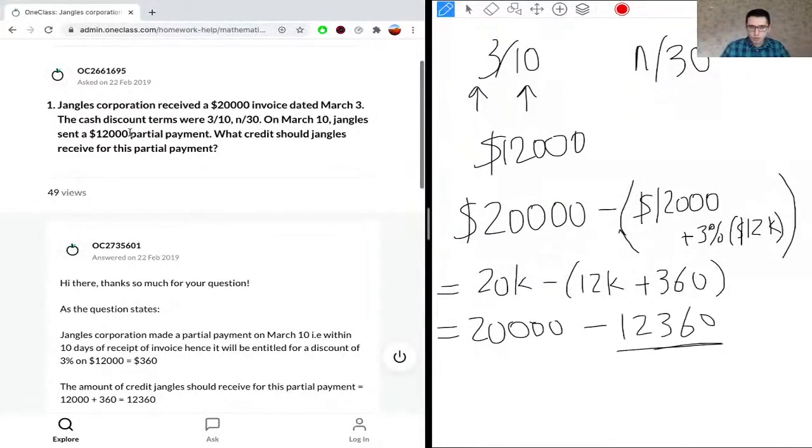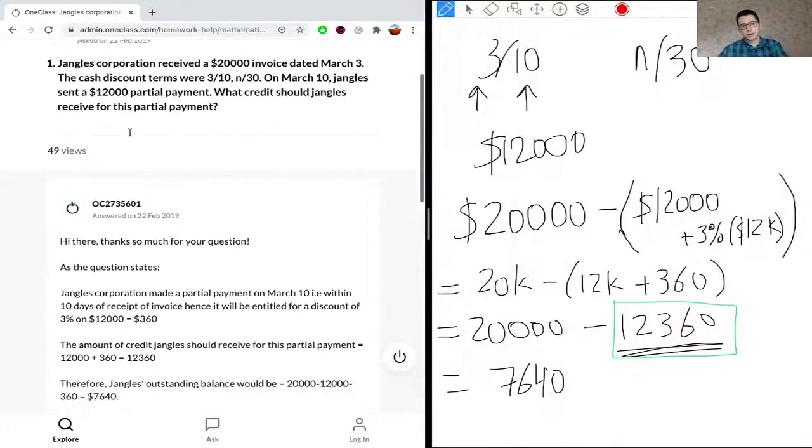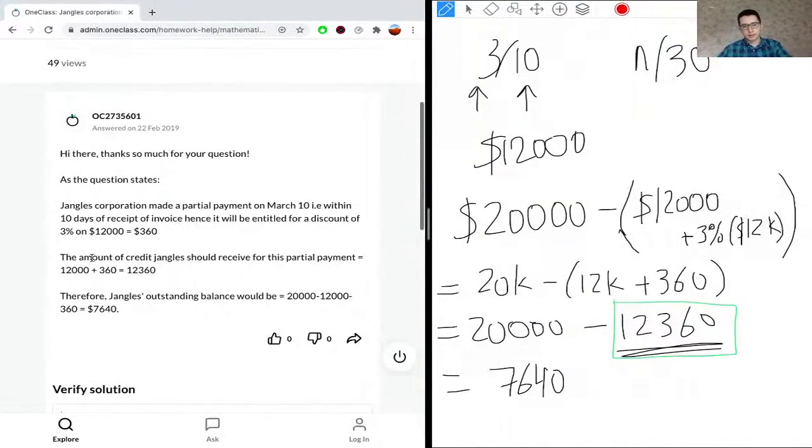This is how much should be credited on the invoice of 20,000, and the balance we'd get from that, if we put it in our calculator, is 7,640. The question is asking how much credit Jangles should receive for this partial payment. So we'd say $12,360 of credit should be received. That would be subtracted from the invoice, and that would give you the balance of 7,640.